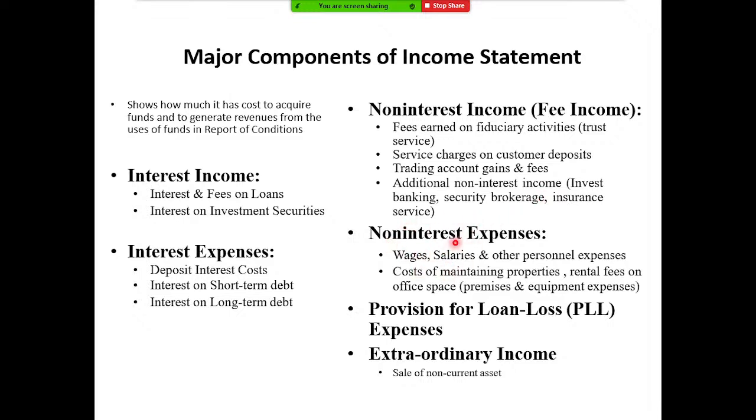And non-interest expenses. There are so many employees working at the bank, so the banks have to pay wages, salaries and other personnel expenditures. They also pay rent for the premises, the cost of maintaining properties, rental fees on office space, like that. Then provision for loan loss expenses. So it's an expense, right? Provision, like doubtful debt. Then extraordinary income. Sometimes the bank may sell some of its assets.